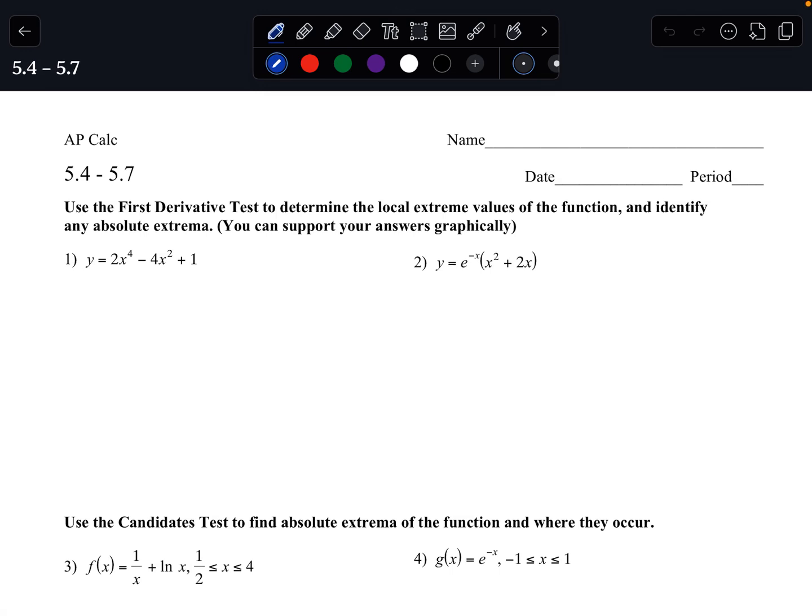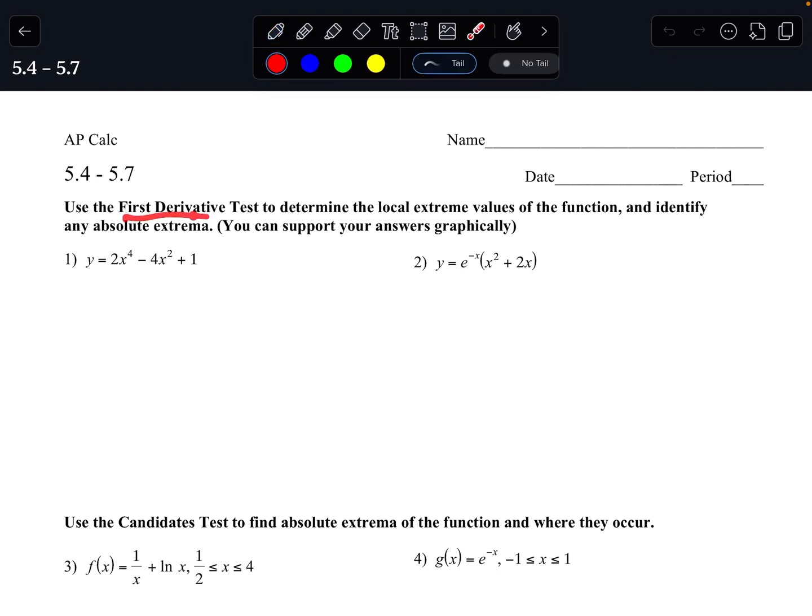Hey guys, so this is going to be an assignment alternative to the progress checks, and I hope these are a little bit more beneficial. So I'm just going to go through these problems right here.